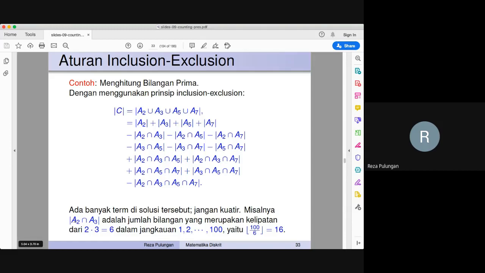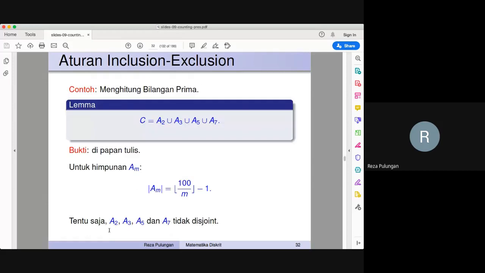So take this one, for example. The cardinality of A2 intersection A3 is the number of elements that is a multiple of 2 multiplied by 3, namely multiple of 6, inside of 1 until 100. How many are there? This is easy. This is equal to 100 divided by 6, and then you floor them. This is equal to 16. Why is there not minus 1? Well, it is not minus 1 because 6 itself is there. You don't exclude 6.